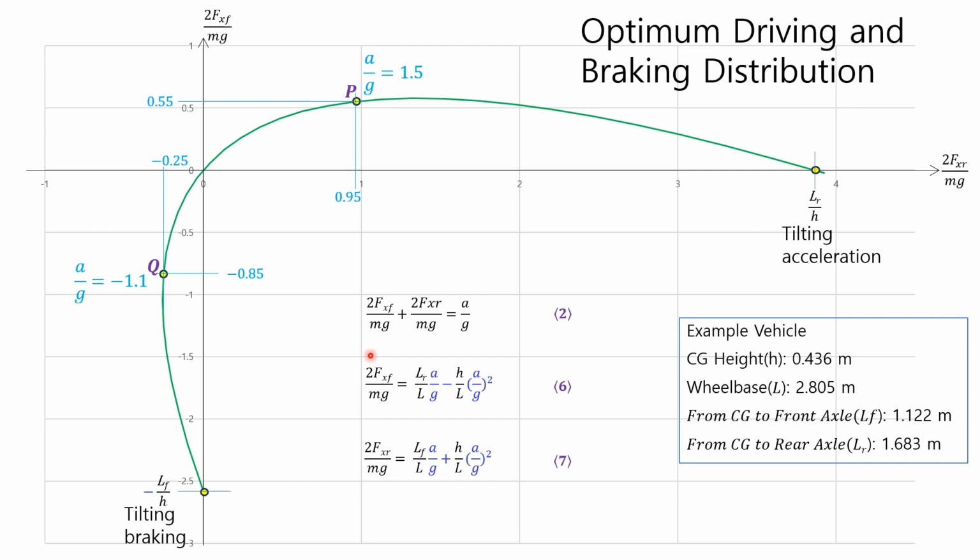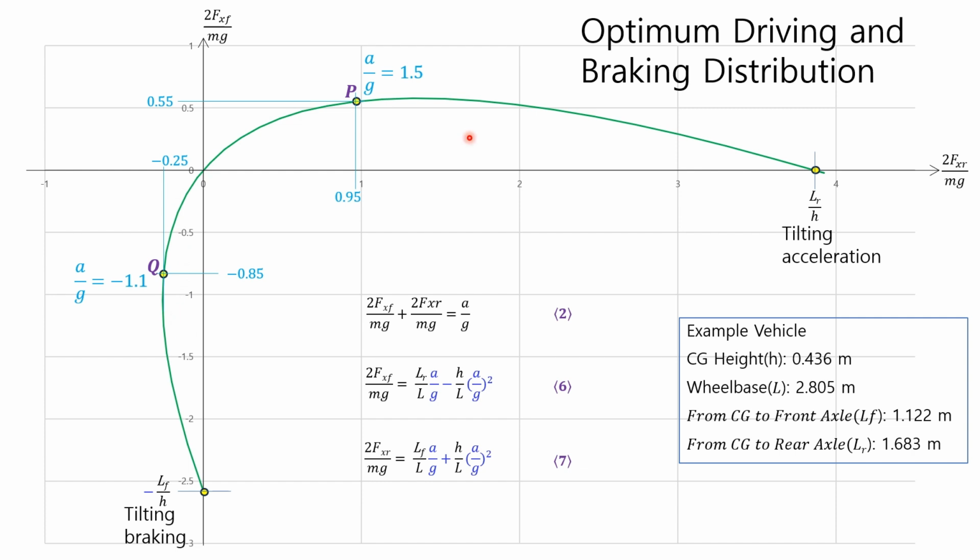The non-dimensional forces on the front and rear axles can be expressed as in equations 6 and 7, as explained above. If equations 6 and 7 are expressed together using equation 2, the green graph is created. Any point in the area excluding the green line represents non-dimensional force when the friction coefficients of the front and rear axles of the vehicle are different.